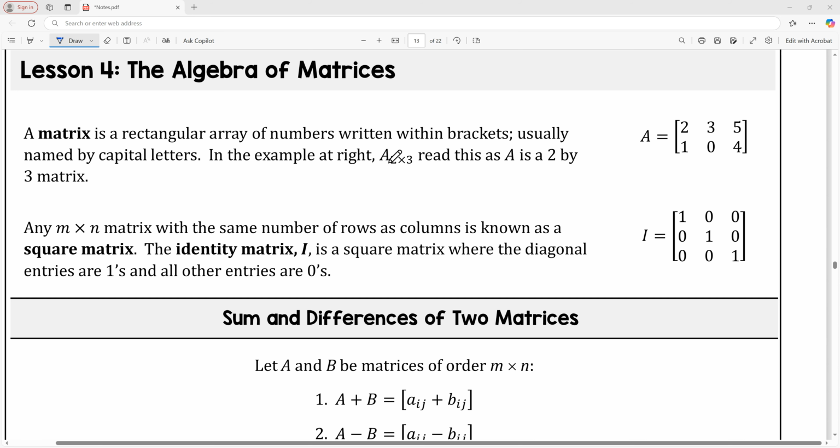We would write that as A, and we write a 2 by 3, where 2 is the number of rows and 3 is the number of columns. So it's a 2 by 3 matrix.